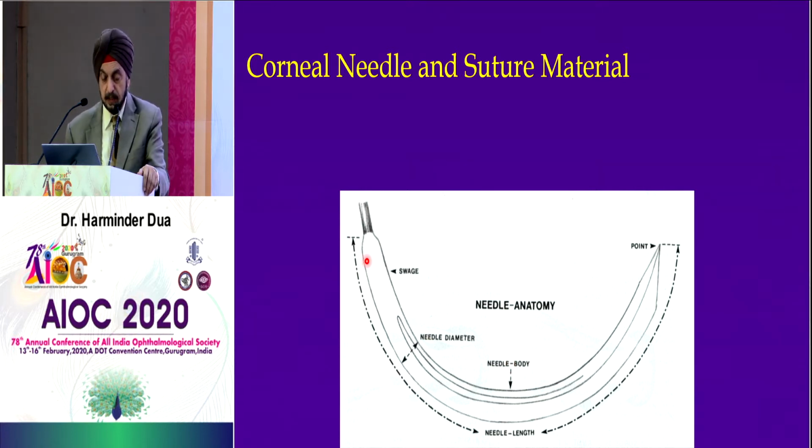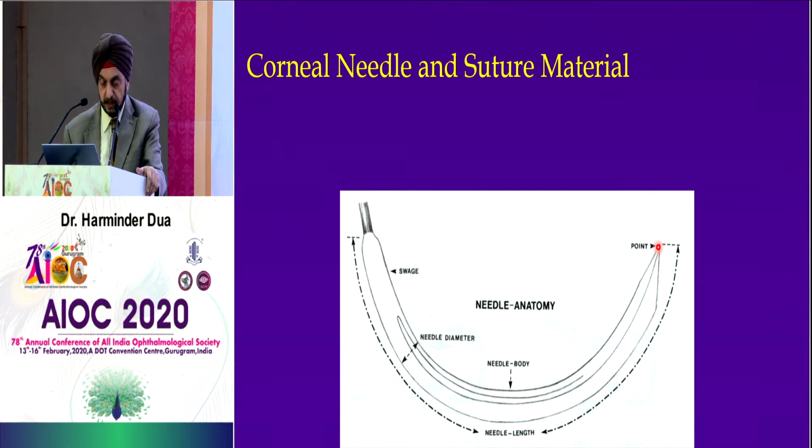Every needle, and there are many different kinds of needles, many different sizes, has these component parts. Every needle has the swage, which is this back circular part into which the thread is clamped shut. So it's an eyeless needle, as we all know. Then you have the needle body, which is usually flat, and then you have the needle point.